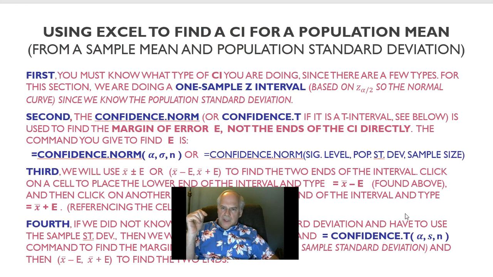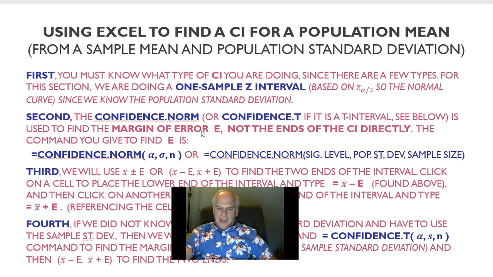So to use Excel to find a confidence interval for a population mean, when you know the population standard deviation, that's going to be a one sample z interval. So first you want to determine what type of confidence interval you're doing, and this is going to be a one sample z interval. And there's a command called confidence.norm, or confidence.t if it's a t interval. We'll talk about that later.